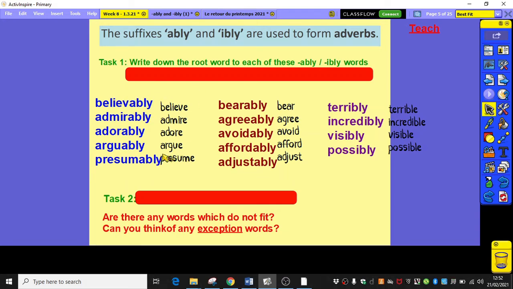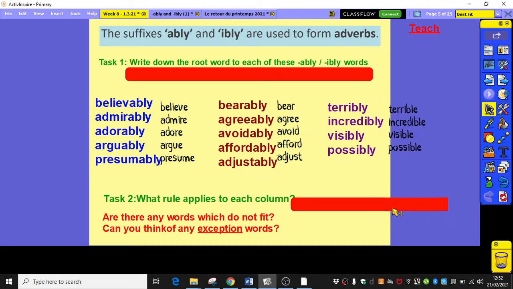Okay, my next challenge for you is look again, and now we've got the root words and the words with ably, and we've got the root words and the word when ably's been added and with ibly. Can you find a rule that would apply to each of these columns? Or there are more than one things that you could think about that help you. Are there any words which do not fit? Can you think of any exception words? Okay, again, pause the video, have a think about it, have a look at these words.